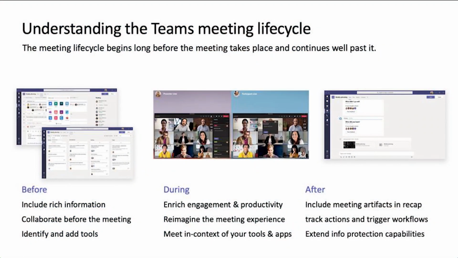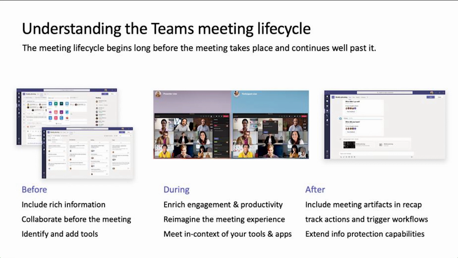But before we talk about extending meetings, let's understand the meeting lifecycle, which really has three stages. Planning for meetings starts way before the actual meeting. The organizer prepares the agenda, documents pre-reads, and shares links to any tools, such as a project tracking board, that will be used during the meeting.